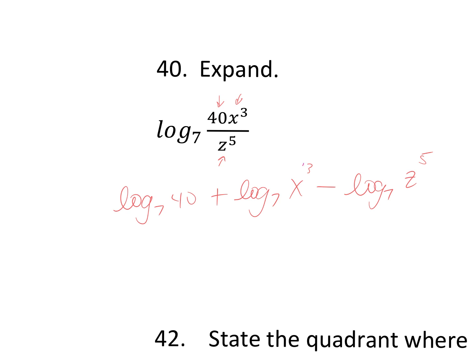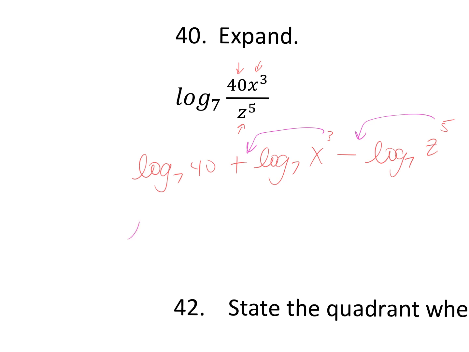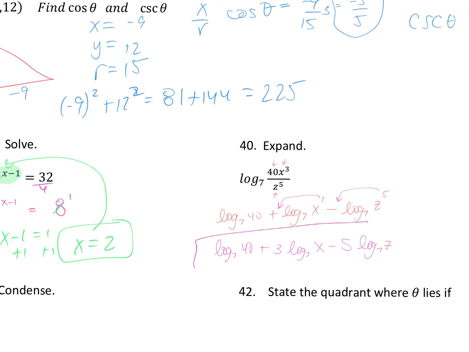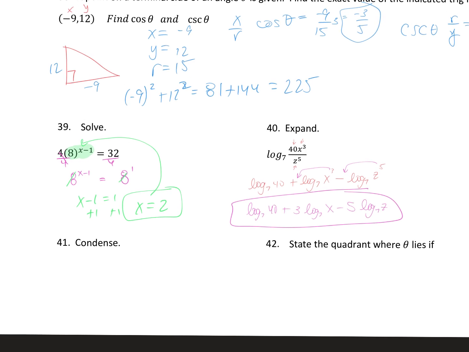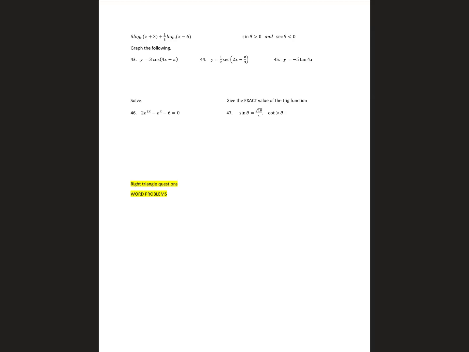What do I have to do with the 3 and with the 5? They become coefficients. So this is log base 7 of 40 plus 3 log base 7 of x minus 5 log base 7 of z. Remember, pull apart. Every little thing gets its own log. So the 3 goes in front of the log. Yep, in front. It becomes a coefficient. All right, I'm going to go to the next page.